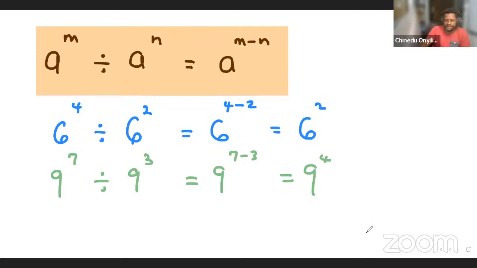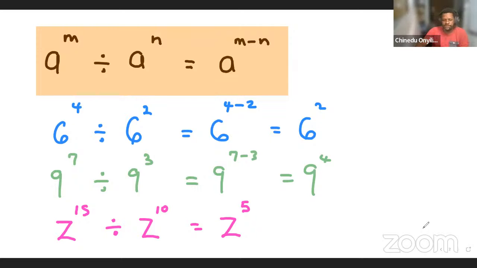You could also have letters, okay? Like if you have, say, c to the power of 15, divided by c to the power of 10. This will be the same thing. You take one of the base, which is c, and then you simply subtract the powers, 15 minus 10, which would definitely give you 5. So you have c to the power of 5. So this is the second law of indices.